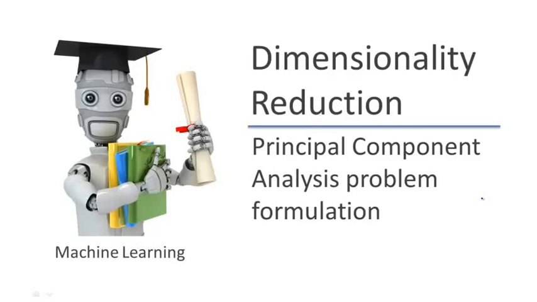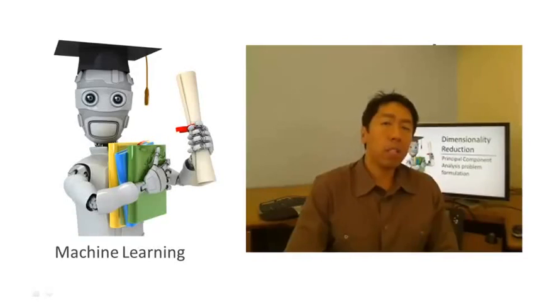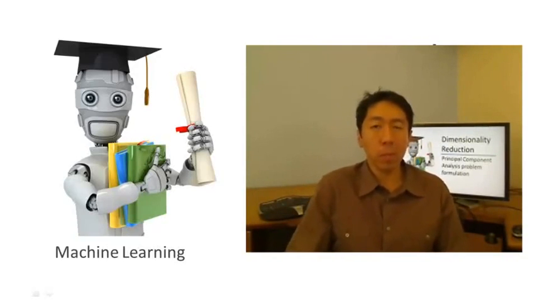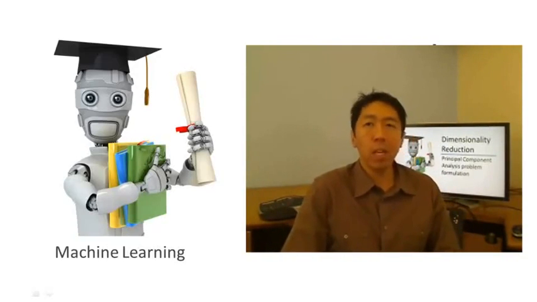For the problem of dimensionality reduction, by far the most popular, by far the most commonly used algorithm is something called principal components analysis, or PCA. In this video, I'd like to start talking about the problem formulation for PCA. In other words, let's try to formulate precisely exactly what we would like PCA to do.